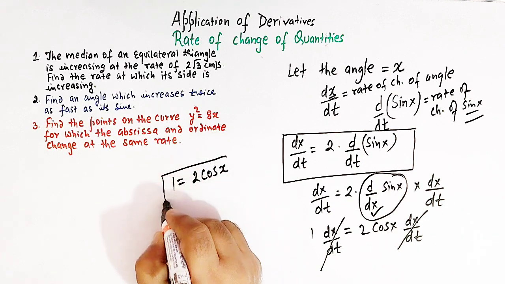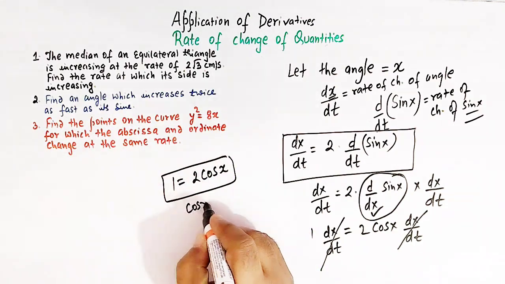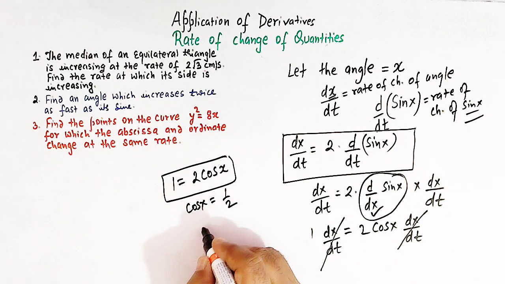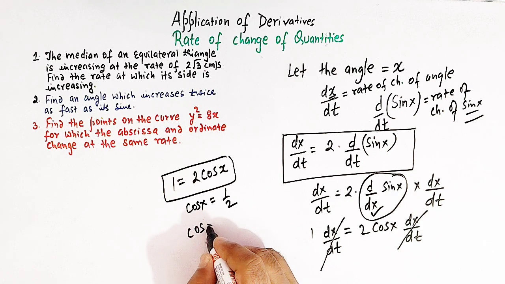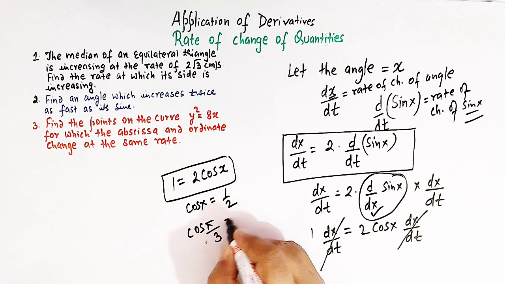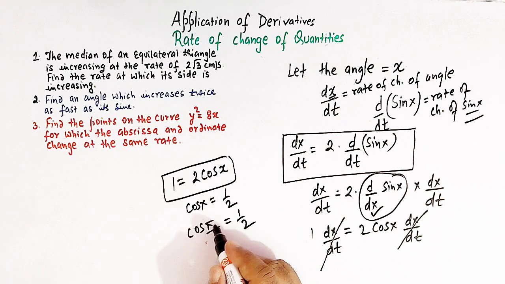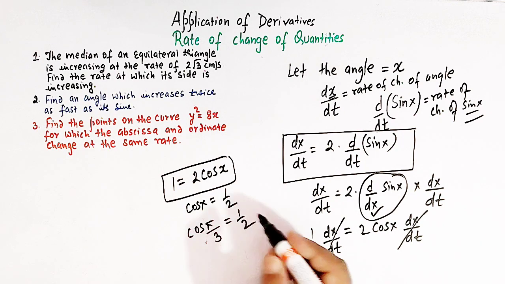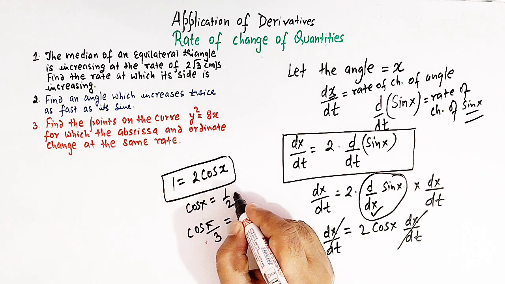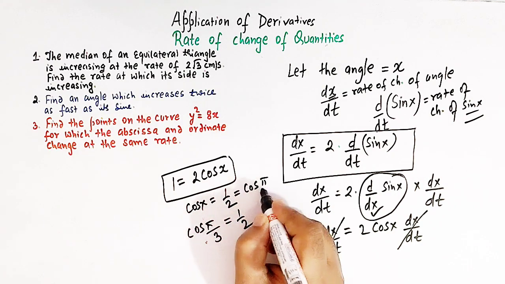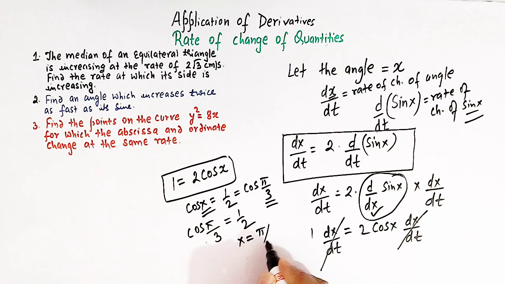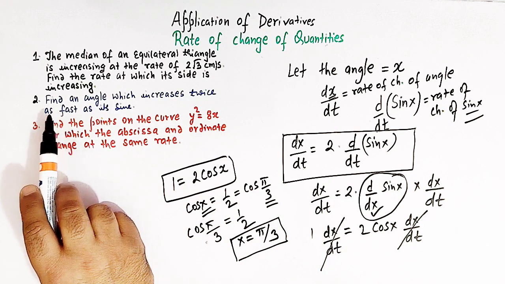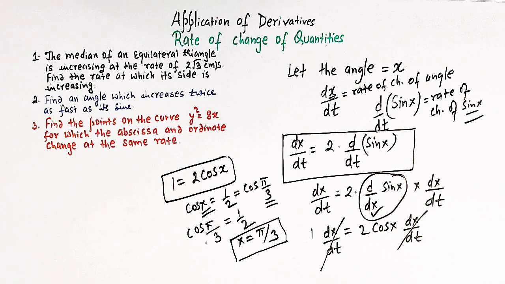So this is a trigonometric equation. So cos x is now equal to half, and we know that cos 60 degrees, that is pi by 3, is equal to half. So cos 60 degrees is equal to half. Now cos x is equal to half implies that cos x equals cos pi by 3. So the value of x should be equal to pi by 3. So this is how we can solve this problem number 2.